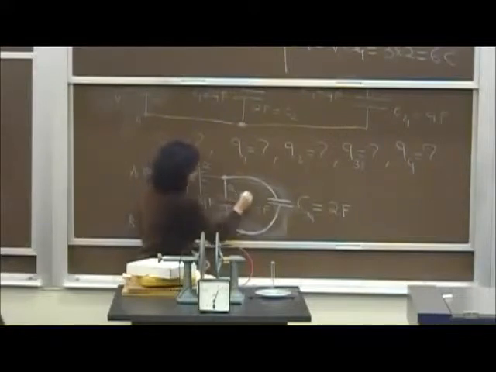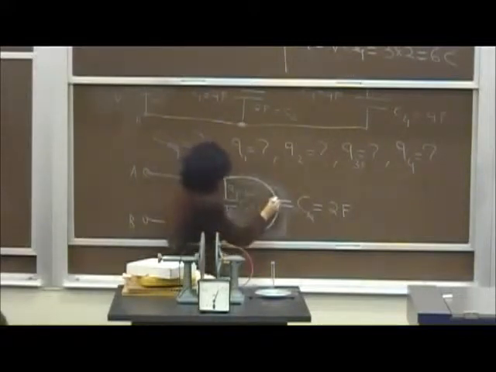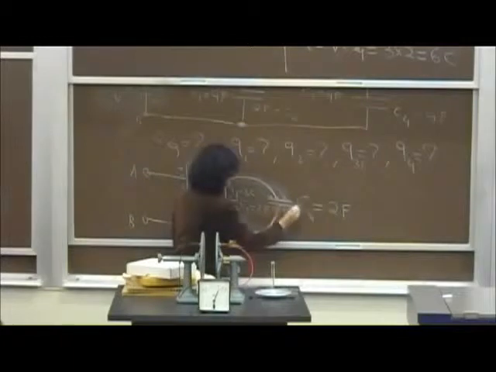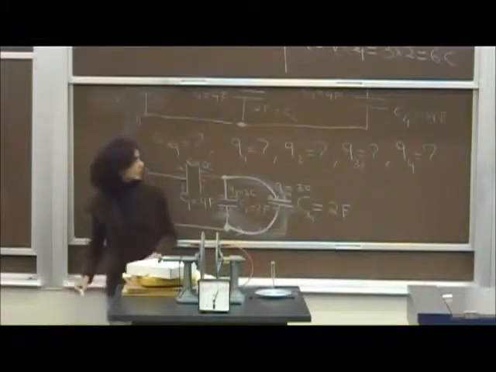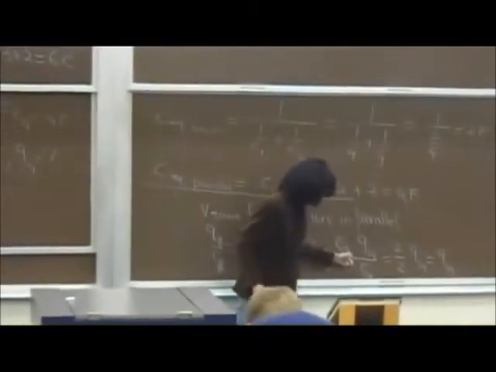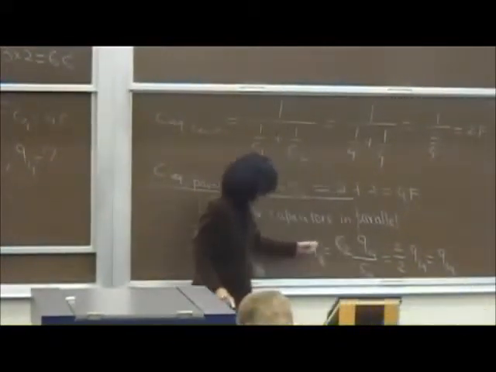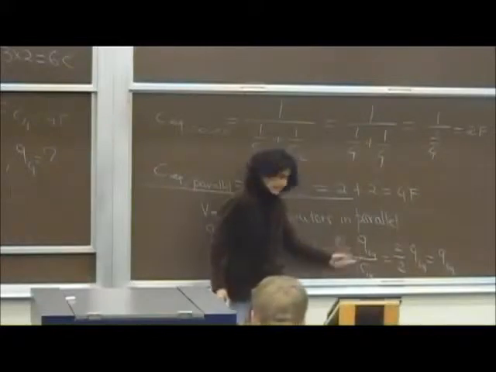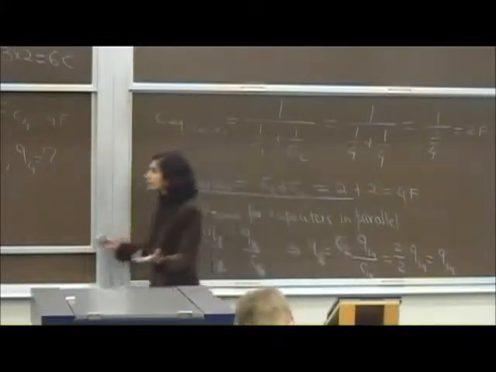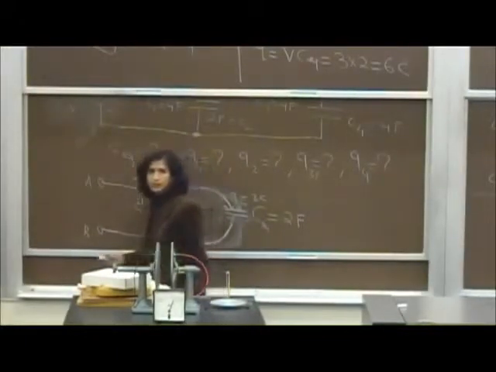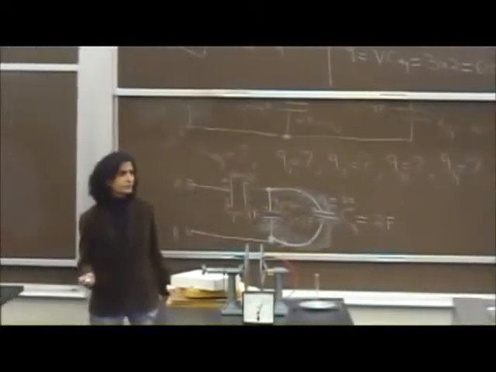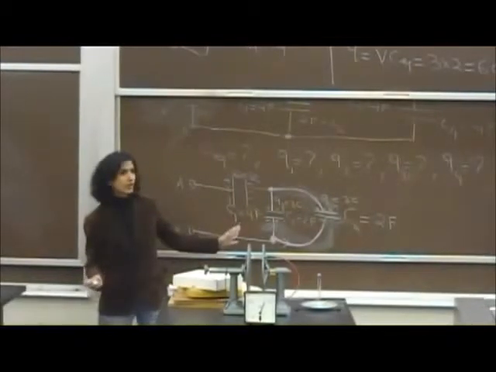Let's say Q2 will be 3 coulomb, and here this should be Q34, that should be 3 coulomb also. Is everybody appreciating how to do it for the cases where C2 was not the same as C34? You will just make use of this and the fact that Q2 plus Q34 should add up to the total charge that's getting in, which is 6 coulomb. Everybody comfortable with this? Any questions so far?